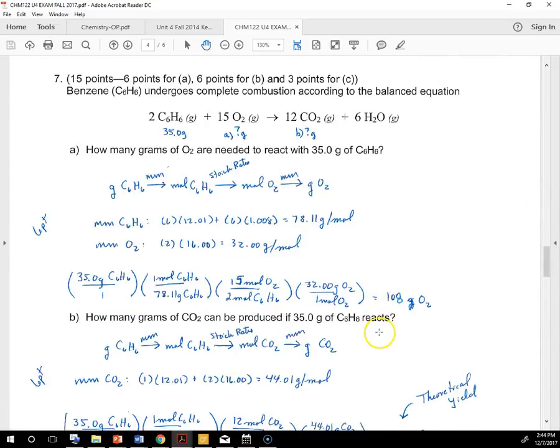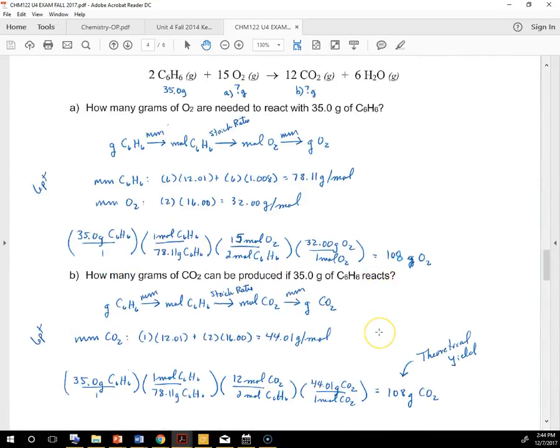So then we have a couple of stoichiometric calculations. A and B are stoichiometric calculations, both dealing with the starting mass of 35.0 grams of C6H6. In A, we're going to how many grams of O2, and in B, we're going to how many grams of CO2. So for A, the strategy looks like this. We're going to start with the mass of C6H6. We're going to go to moles of C6H6 using the molar mass.